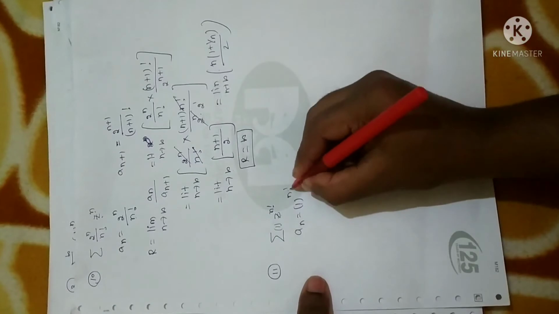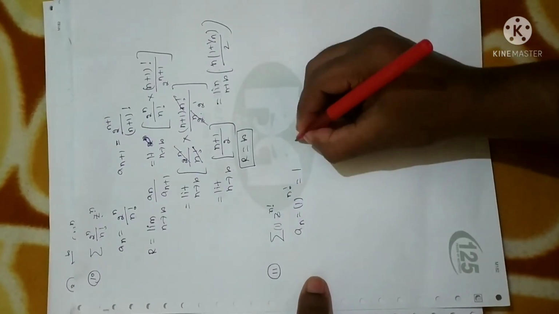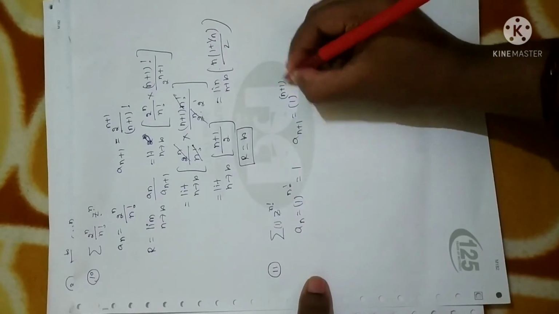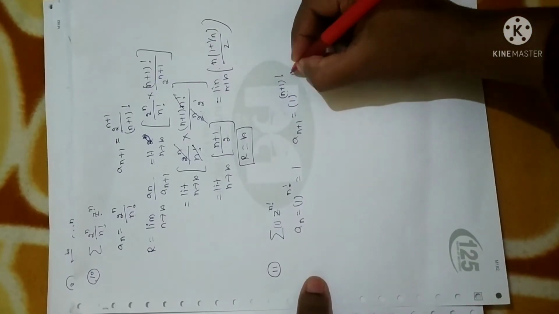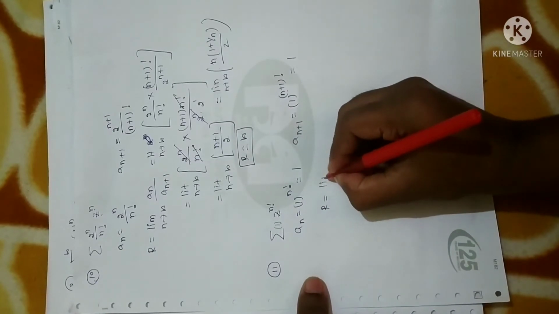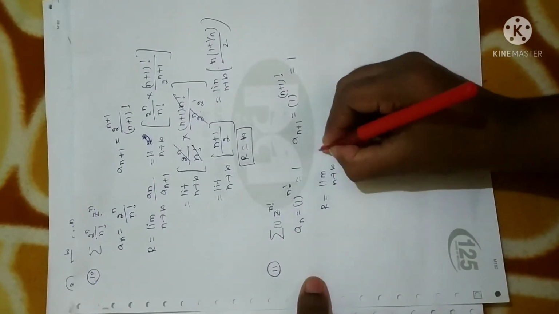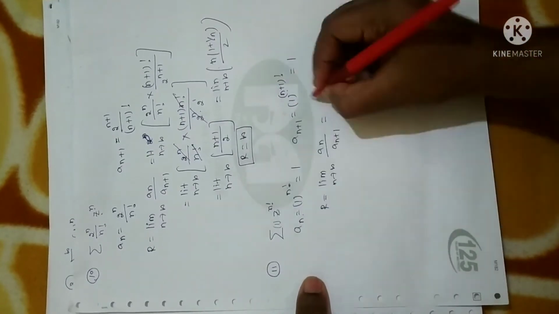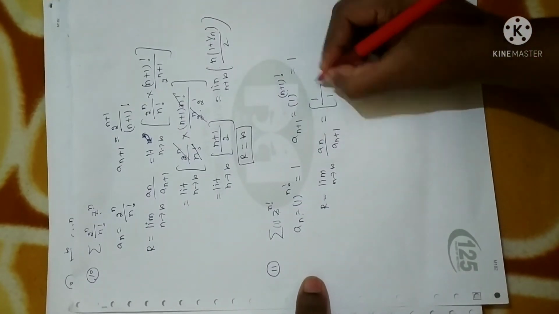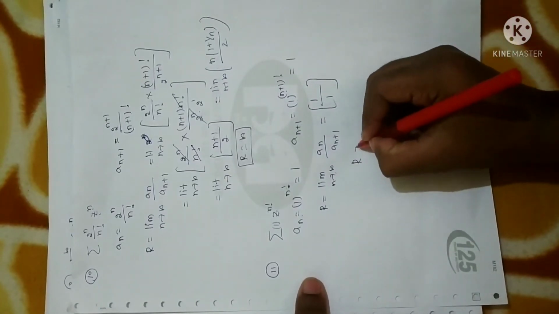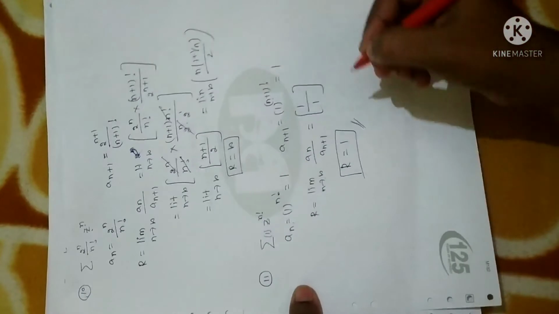Anyhow, 1 power of n factorial will be 1 only. Then a_(n+1) will be 1 power of (n+1) factorial. So whatever may be the value raised to 1, you will get 1 only. And R is equal to, the formula will be limit n tending to infinity a_n divided by a_(n+1). Now a_n is 1, a_(n+1) is 1. You cannot write limit again. Why? Because it is independent of n. Therefore the required radius of convergence is 1.